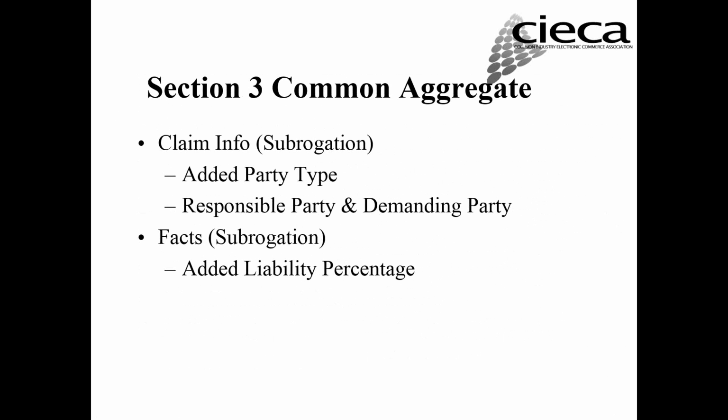In Section 3, the claim info for subrogation, we added a party type to the claim info, and those party types were to support responsible party and demanding party. Using our structure, of course, the party types can use anything in that code list, but this was the reason for the change. And then in the fact part of claim information, we added a liability percentage field.